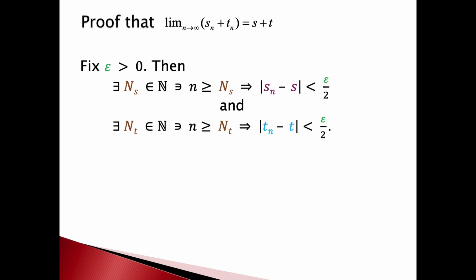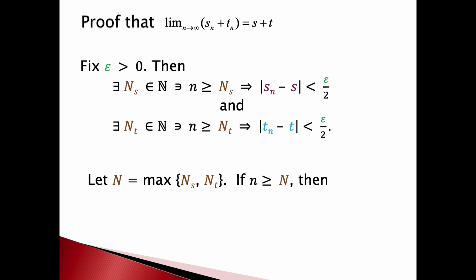Okay, next up is another really cool feature of this proof, and one thing that we'll see again in lots of different places. What we're going to do is let capital N be the max of N sub S and N sub T. Right? In other words, we take the biggest one.